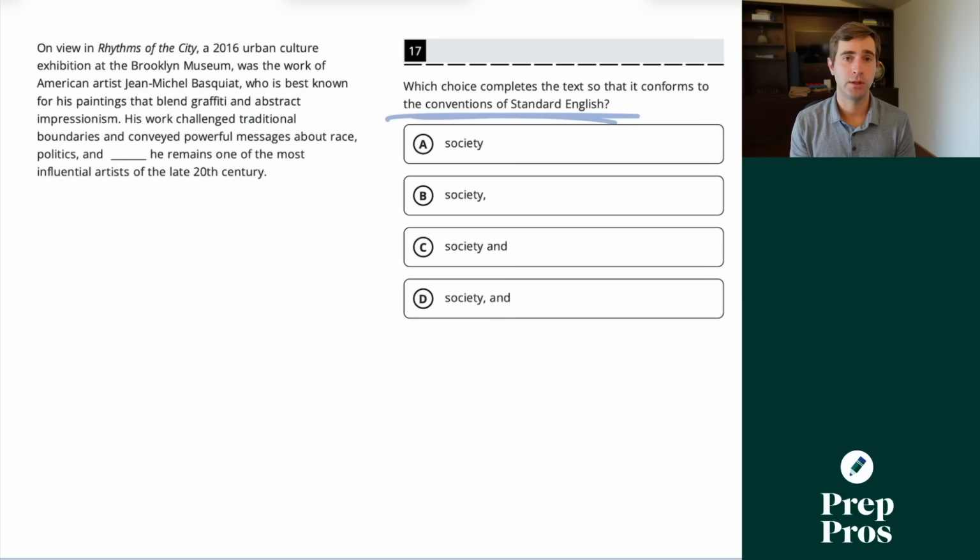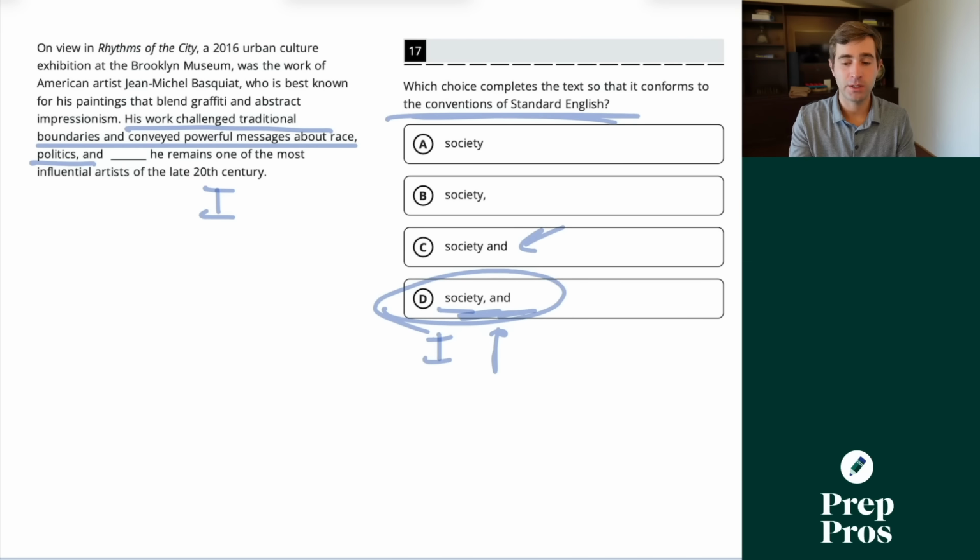Now, we can tell we're dealing with sentence structure if we see any of those ways of joining 2 independent clauses or 2 full sentences together. In D, the comma plus fanboys, and is one of our fanboys, is one of those options. As soon as you see that, check that answer first and see if we have 2 full sentences, 2 independent clauses. His work challenged traditional boundaries and conveyed powerful messages about race, politics, and society. Well, that's an independent clause. He remains one of the most influential artists of the late 20th century. This is also an independent clause. That tells us we have to pick D. All of these other options, although they may sound okay, are going to create run-on sentences.